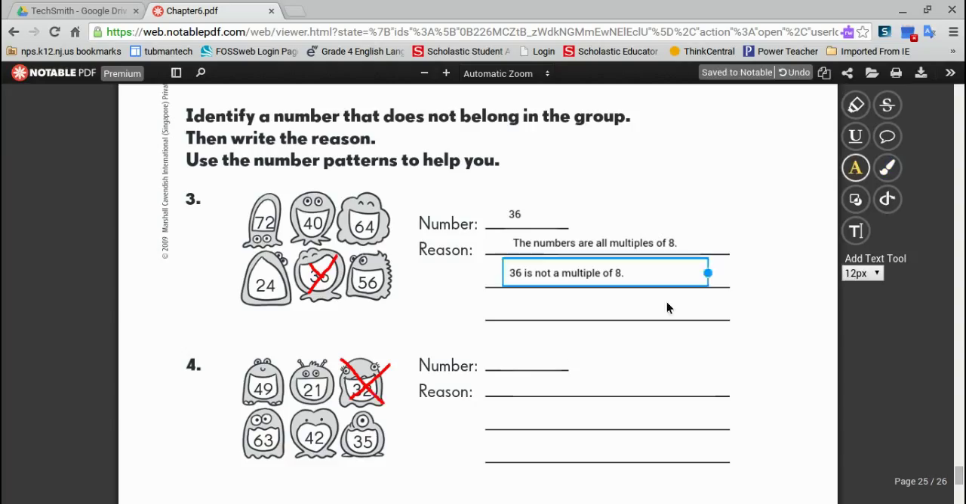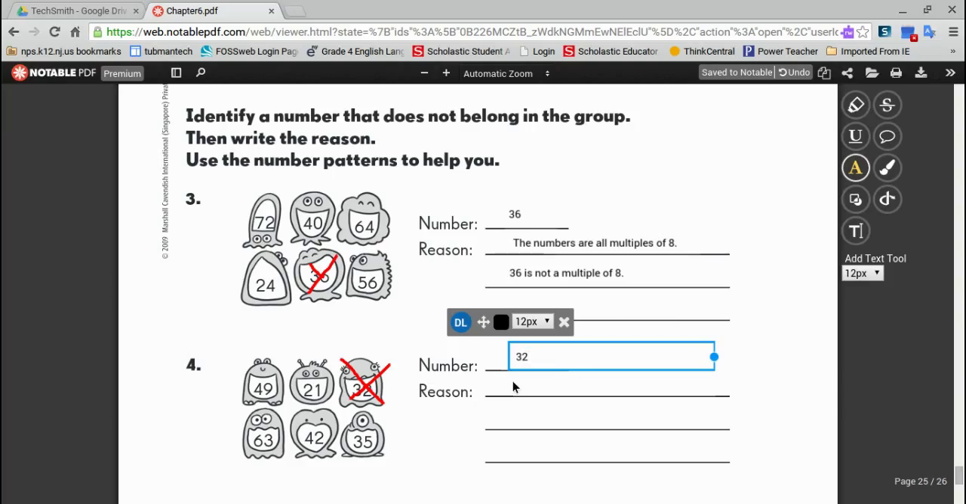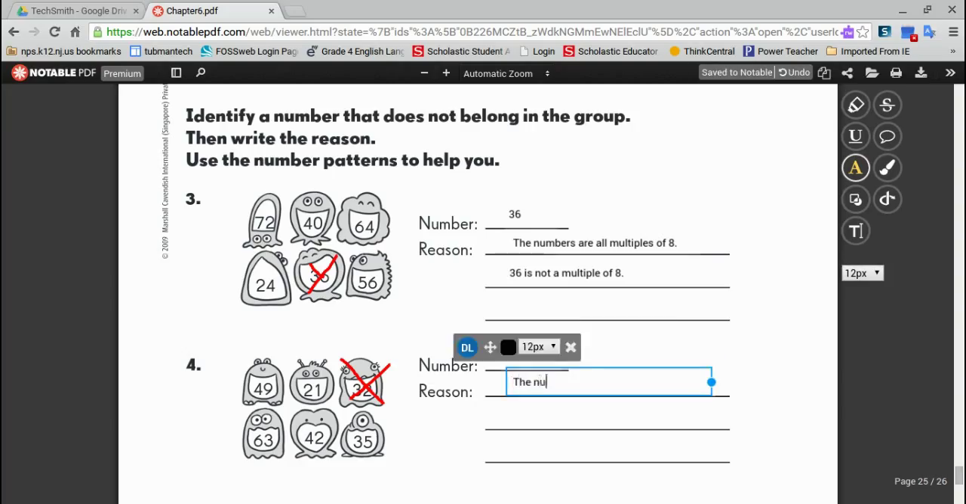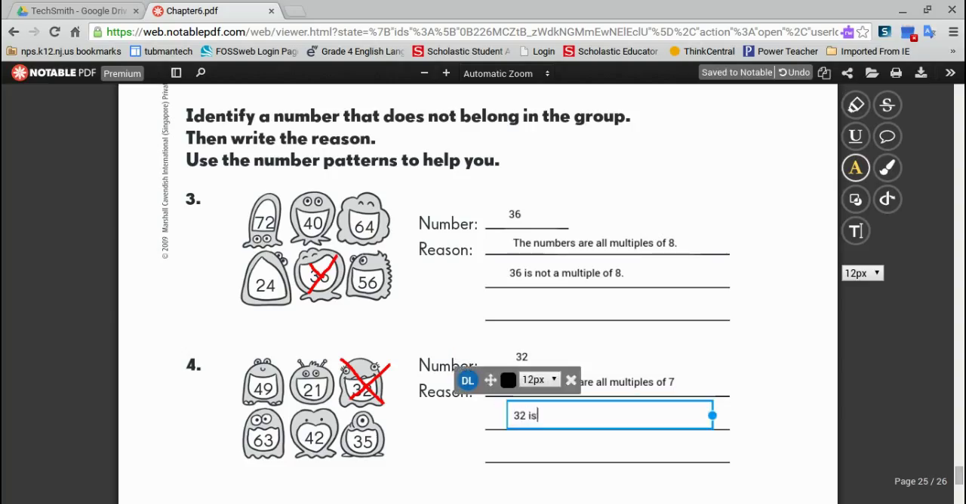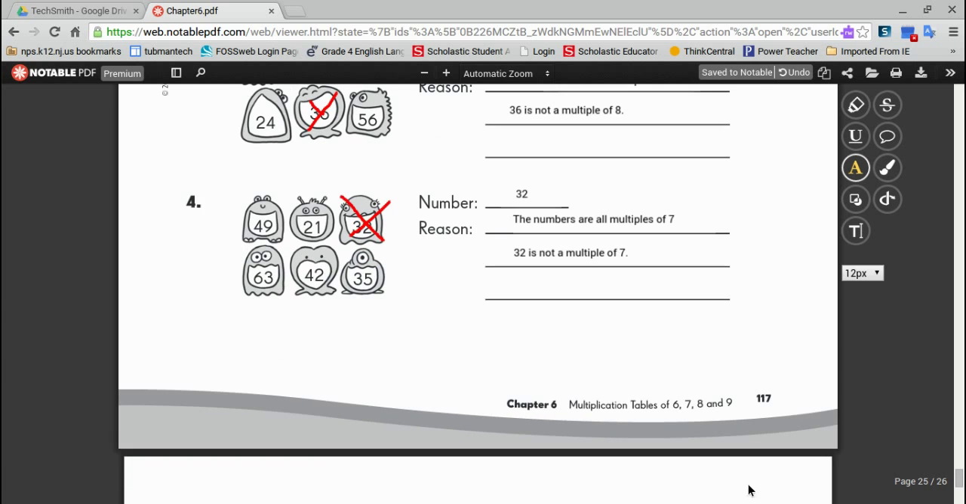Okay, so the number that does not belong is 32, because the numbers are all multiples of 7, and 32 is not a multiple of 7. Okay. And there you go. That's page 117.